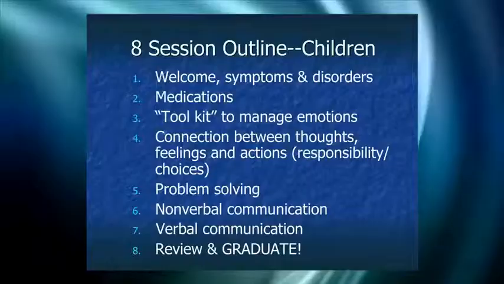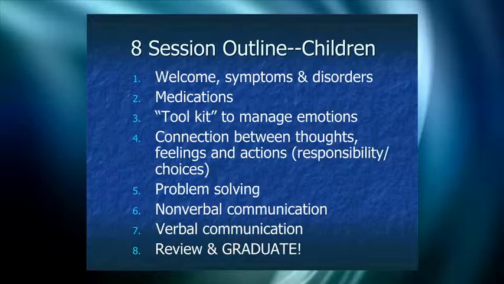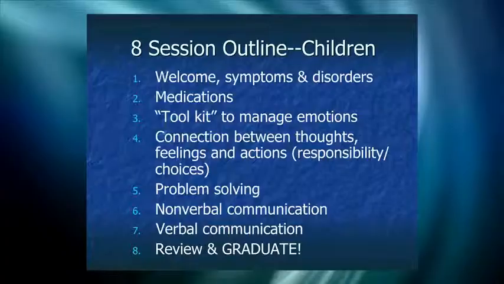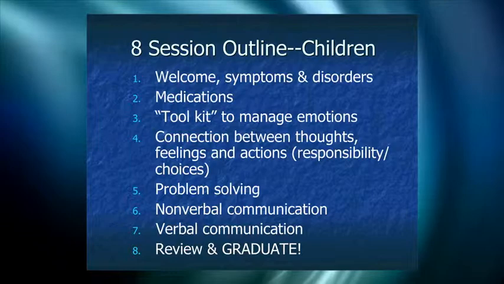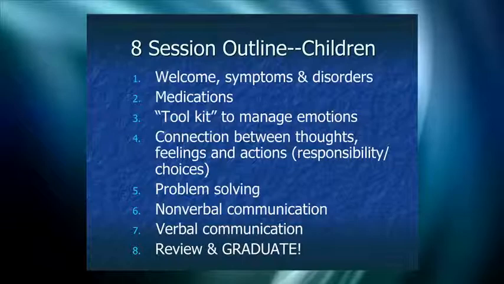The third session, we have them build a toolkit to manage emotions, and this is, again, kind of pretty standard stuff, but they build a kind of a repertoire of behaviors that they can use for soothing themselves, getting themselves calmed down. Fourth session, connection between thoughts, feelings, and actions. This is really the fundamentals of cognitive behavioral therapy. We use a lot of the language of responsibility and choices. Session 5, we move to problem solving. The kids get 2 sessions on communication.